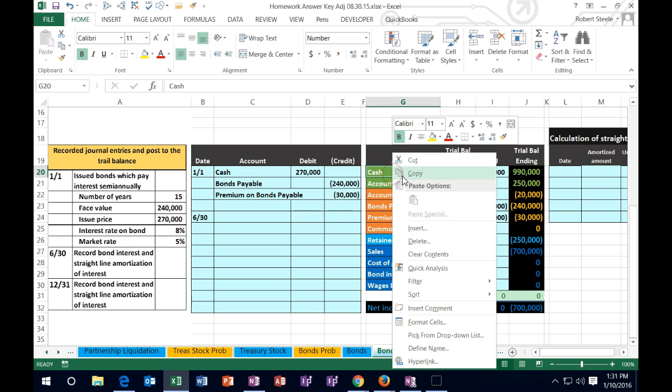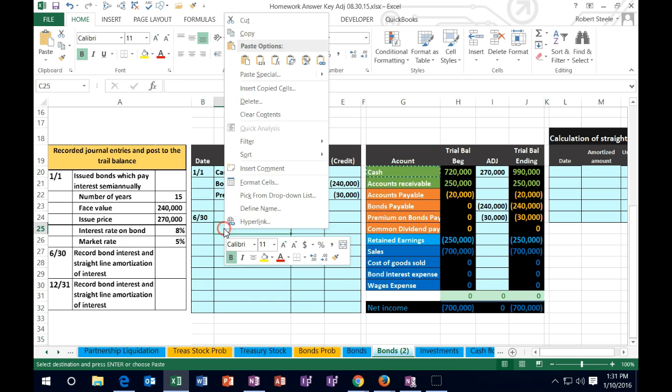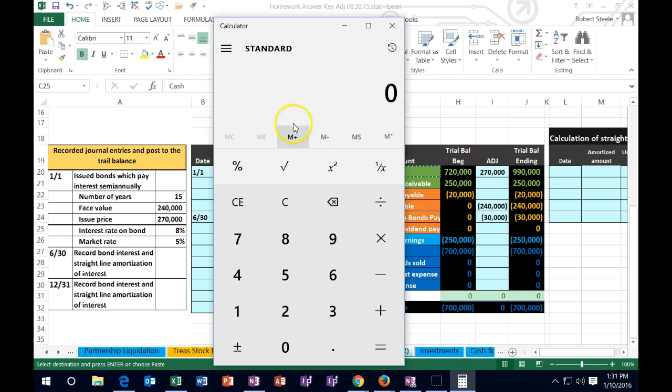So I'm going to copy the cash. I'm going to right click, copy the cash, and put that under the date so that the credits will go on the bottom. So we are in C25, right click and paste 123. And then the amount: the question is, how much should we credit? If we pull out the calculator, sometimes it's easier to actually do this stuff in a calculator and then pull it over. So we'll do it two ways here.